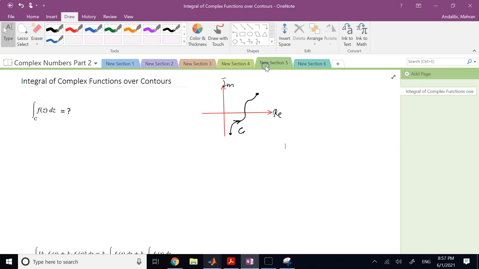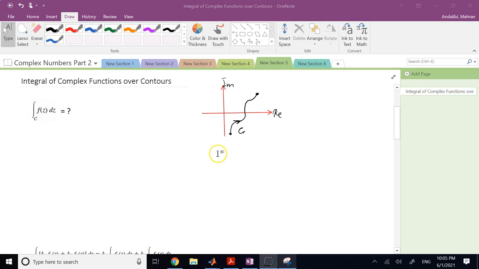Okay, now I have a couple of more things I need to talk about, and the next topic is integral of complex functions over contours. So what is that one? Here the goal is, if I give you this complex function f of z and ask you to integrate this function over this path or contour C, can you do it? What's the definition of it? How would you do it? And some relevant theorems and lemmas for this integration.